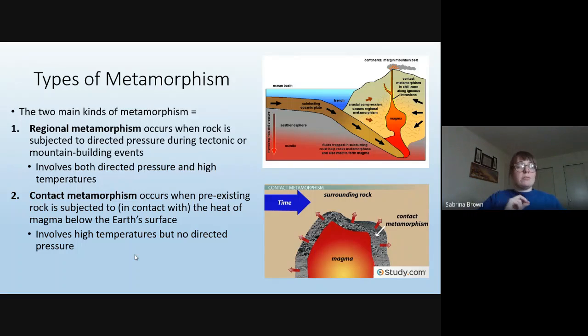And so that's why I always say heat and/or pressure when I talk about the definition of metamorphism, because in regional metamorphism, directed pressure plays a really important role. In contact metamorphism, high temperature is what really plays the biggest part.